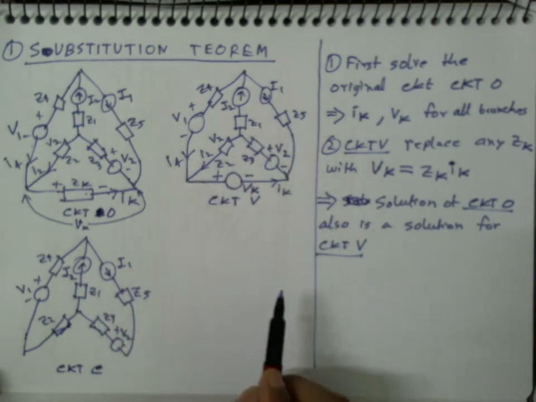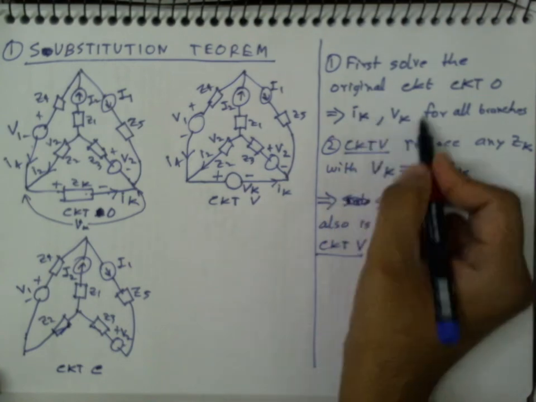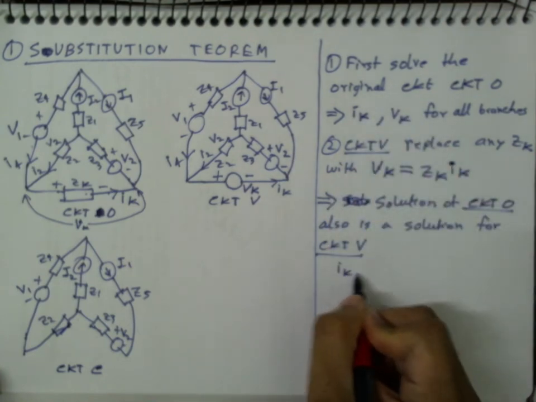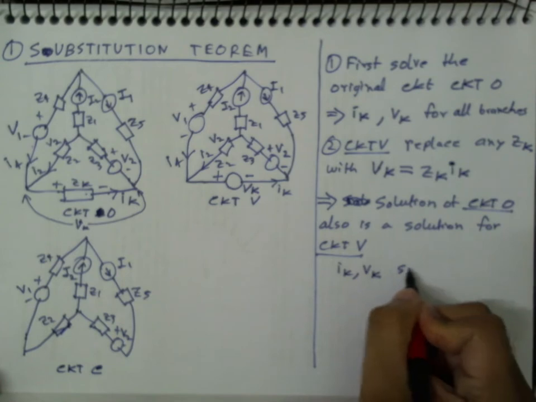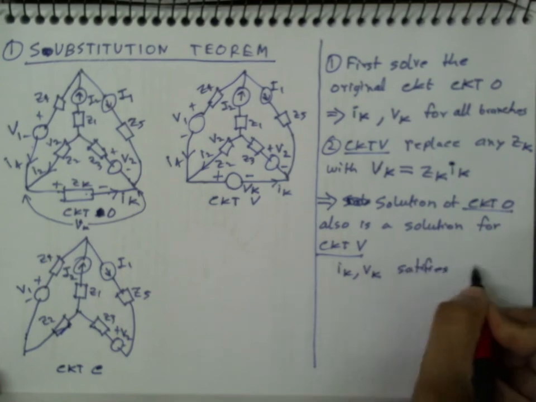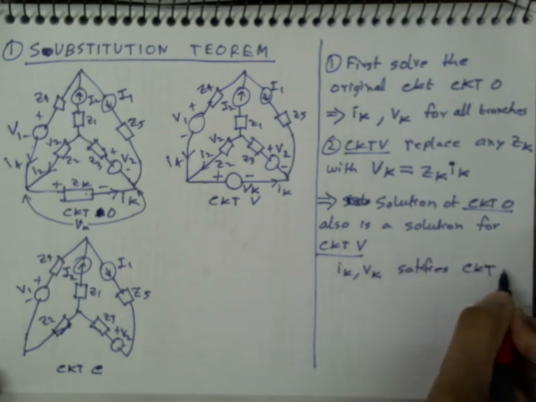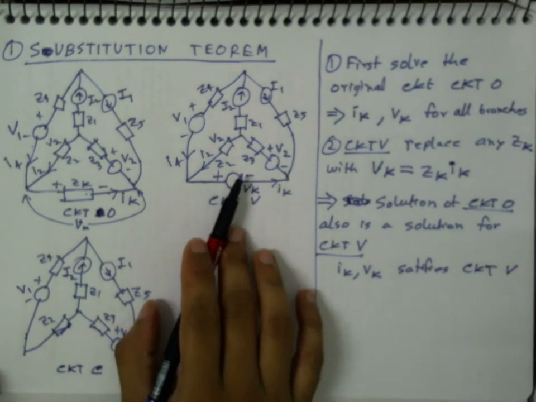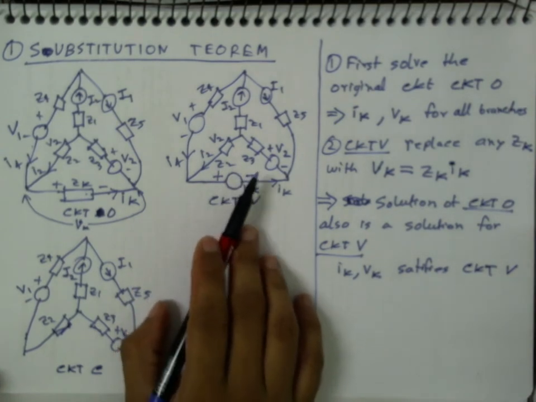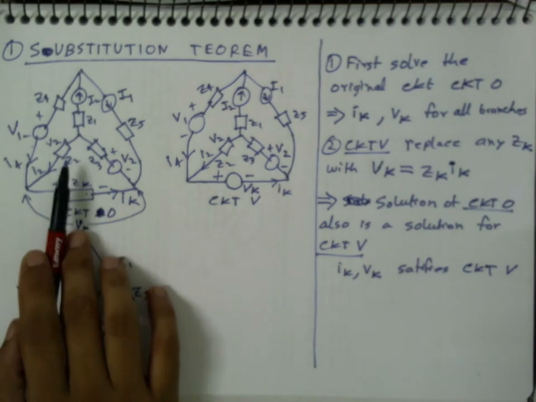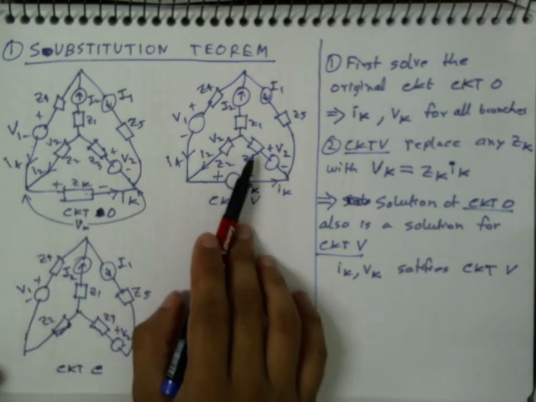Then this set of IK, VK satisfies circuit V. So this new circuit has a solution which is the same as the solution of this circuit. So I don't have to solve it again.